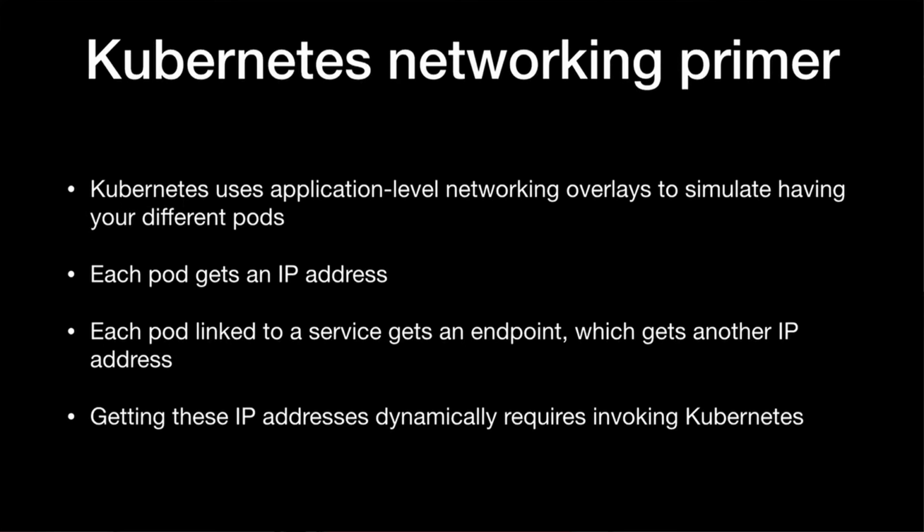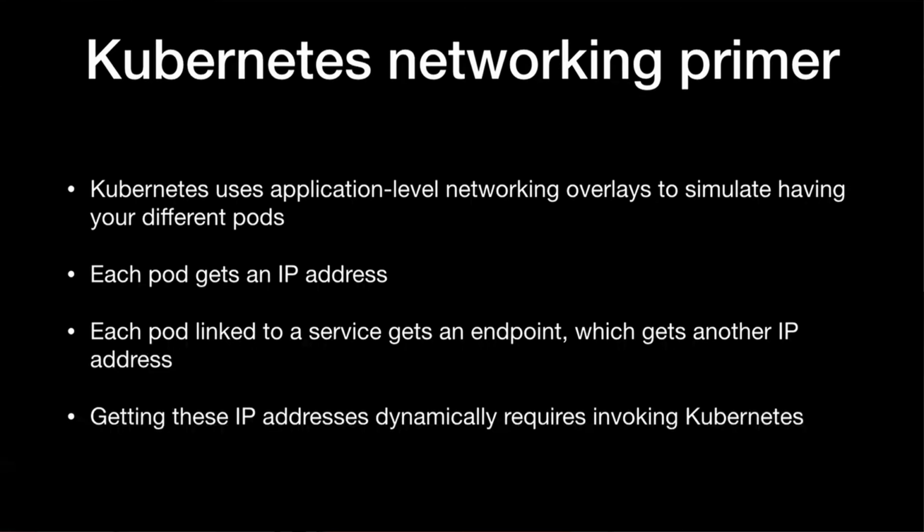What this means is that each pod will have its own unique IP address. Each pod that is represented by a service will also get its own IP address to ping that particular endpoint for that service. And ultimately, if you want to get these IP addresses dynamically, you will need to call Kubernetes, which is really important if you're writing, let's say, a reverse proxy.